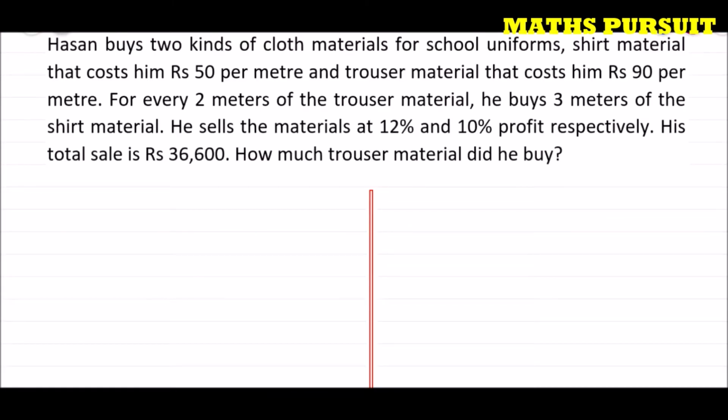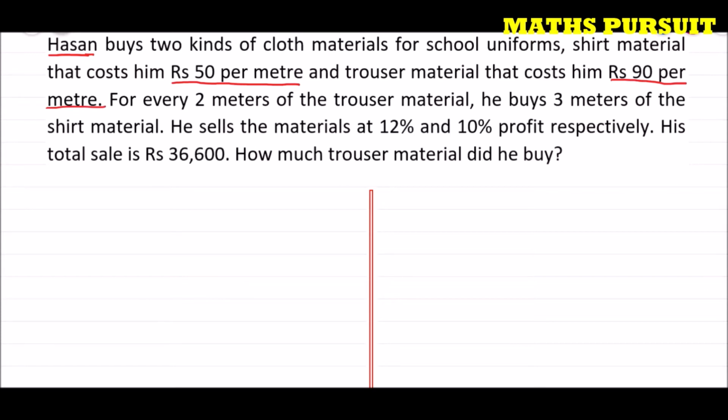The question is telling us here about Hassan. It looks like from the question Hassan is a tailor. Hassan buys two kinds of cloth materials for school uniforms. One is shirt material that costs him rupees 50 per meter and the second one is trouser material that costs him rupees 90 per meter. Now guys, let us put down the data. Whenever we start reading, let us put down the data below and start working out our answer.